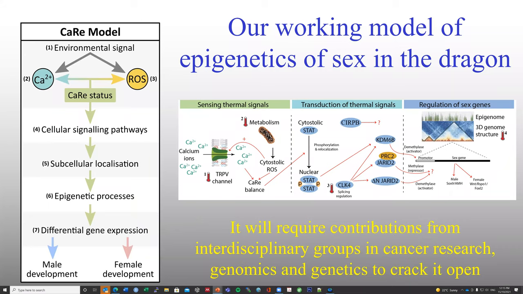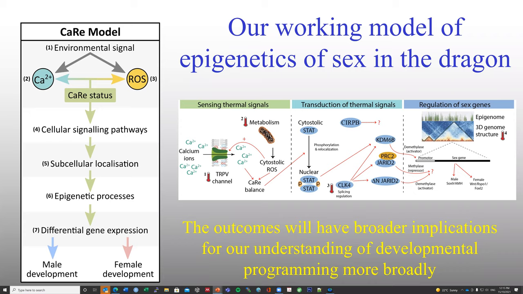And it'll require the contributions from interdisciplinary groups in cancer research, QMIR, in genomics, Garvan Institute, in genetics, our labs, to crack it open. The outcomes will have broader implications for our understanding of developmental programming more broadly. So the mechanisms that we uncover through our studies will be of interest to a broad range of research groups who are interested in how environment is captured by the cell. There are a wide range of environmental perturbations that influence calcium and redox balance, not just temperature. And so there'll be a whole suite of opportunities to examine how those other influences can result in the reprogramming of development in cells, and we'll be contributing to that much broader scenario.